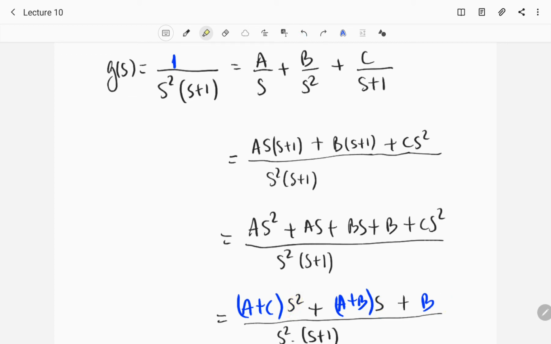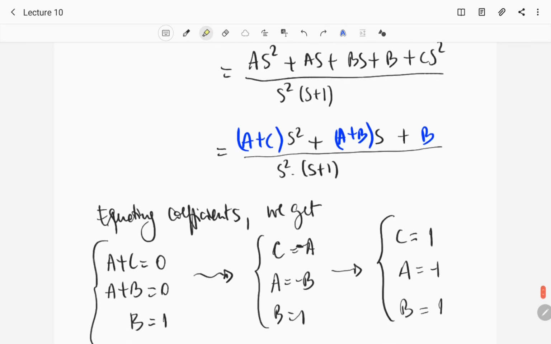Okay, so now that we have that, equating coefficients we know that a plus c should be 0 because we don't have an s squared term here. a plus b should be 0 also because we don't have a term with s here. And finally, this b should be equal to 1. So we get this system that we have to solve.